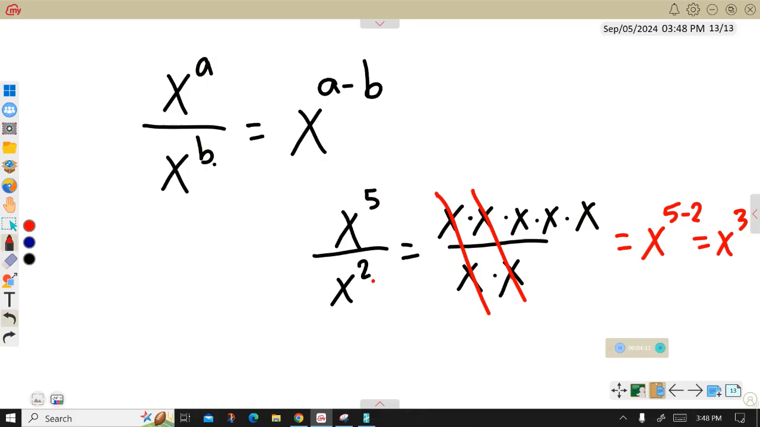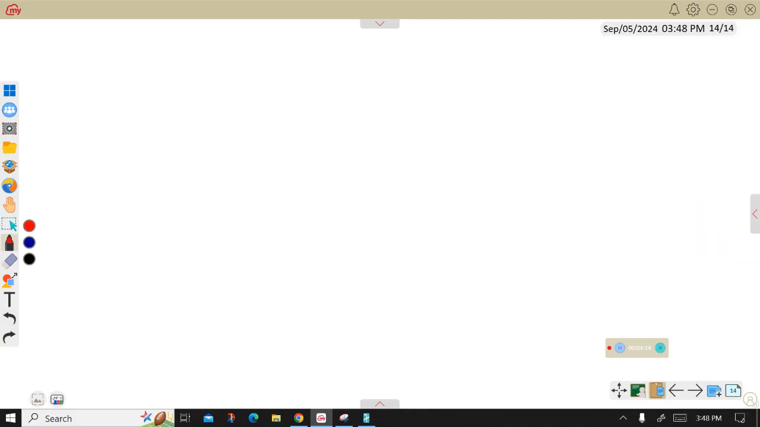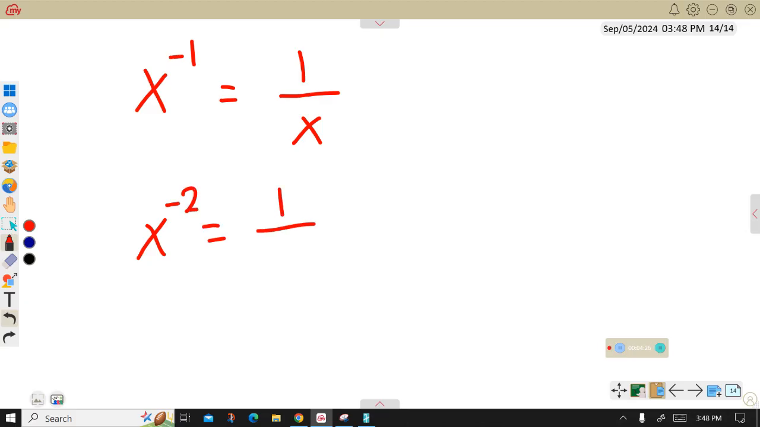All right, the last idea we're going to go over now is the idea of a negative exponent. The definition of x to the negative 1 is 1 over x. But we could do some more examples to make sure you get my point. X to the negative 2 is 1 over x squared. X to the negative 3 is 1 over x cubed.